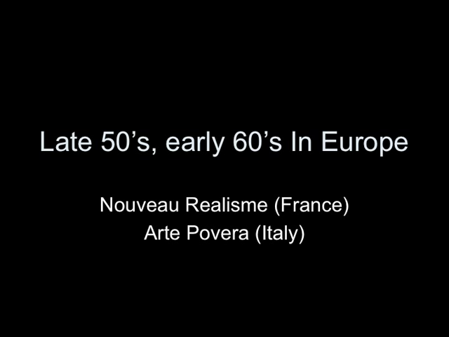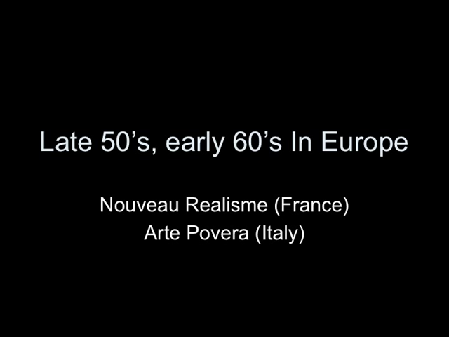This is probably your second lecture you should be listening to, and it's on some developments in art in the late 1950s and early 1960s in Europe. In particular, two movements: one associated mostly with France called Nouveau Realism or New Realism, and one in Italy called Arte Povera, or Poor Art.